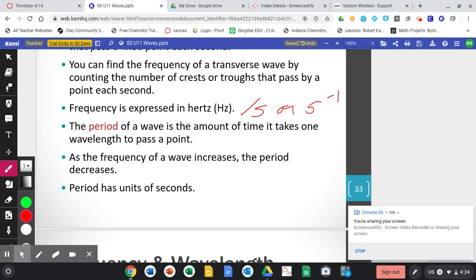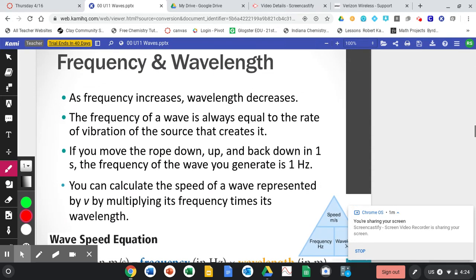The period of a wave is the amount of time it takes one wavelength to pass a point. So as the frequency of the wave increases, the period decreases. Period has a unit of seconds. So basically, period is the inverse of frequency. That's how they're related.